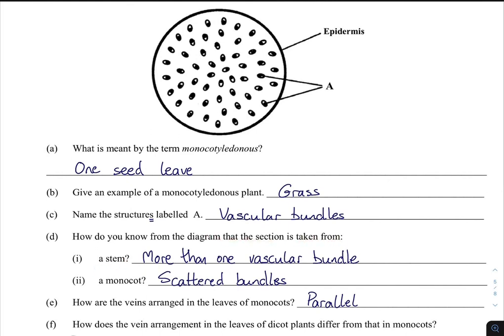Well, there's more than one vascular bundle. So if it's from a root, you're only dealing with one key section there. And how do you know it's a monocot? Well, I said scattered bundles, scattered vascular bundles.